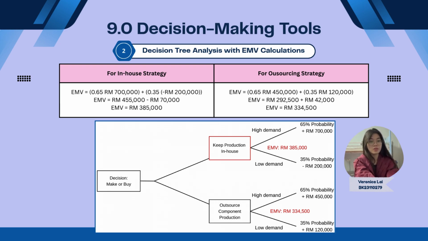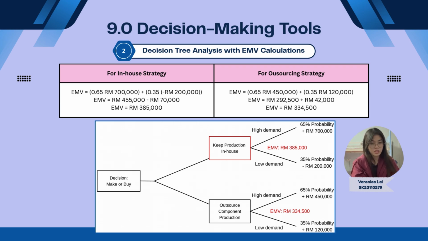Now, let's move to the decision tree analysis. This tool considers that the market isn't always stable. There's a 95% probability of high demand and a 35% probability of low demand. For the in-house strategy, if demand is high, the company stands to gain 700,000 ringgit Malaysia. But if demand is low, they could lose 200,000 ringgit Malaysia. When we calculate the expected monetary value, it comes out to 385,000 ringgit Malaysia.